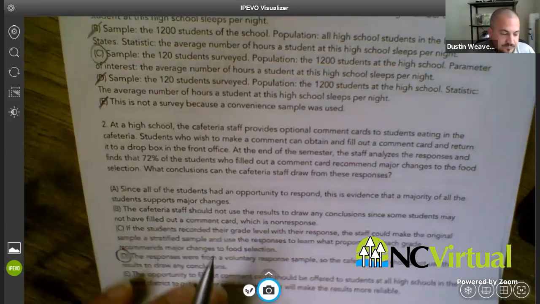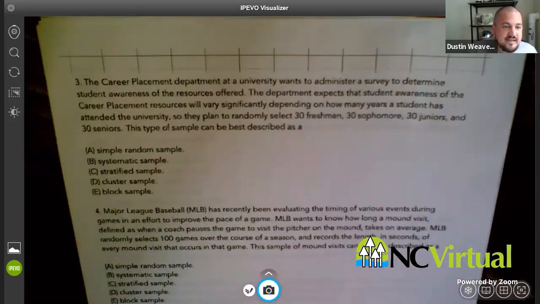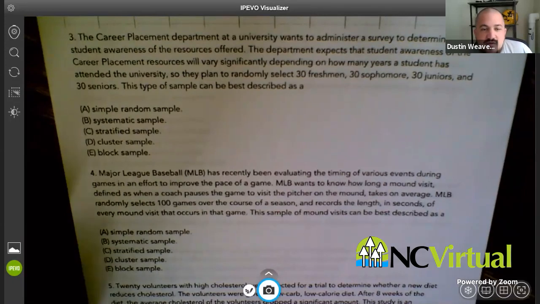Okay. All right. So let's go to question number 3. Question number 3 says, the career placement department at a university wants to administer a survey to determine student awareness of the resources offered. The department expects that student awareness of the career placement resources will vary significantly depending on how many years a student has attended the university. So they plan to randomly select 30 freshmen, 30 sophomores, 30 juniors, and 30 seniors. This type of sample can best be described as.